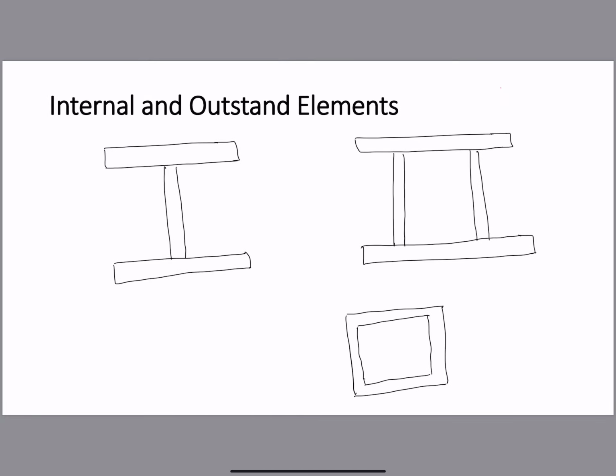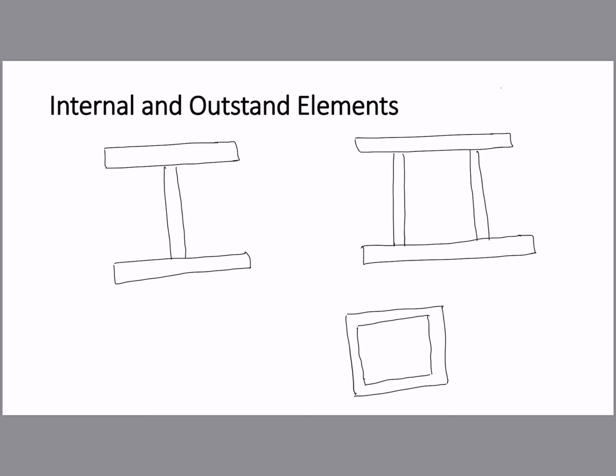Now let's discuss the internal and outstand elements. Why do we need to know about these elements? Because based on these elements' length, width, and thickness, the section is classified as class 1, class 2, class 3, class 4, similarly plastic, compact, semi-compact, and slender sections. These are important in order to estimate the load carrying capacity of that particular member.